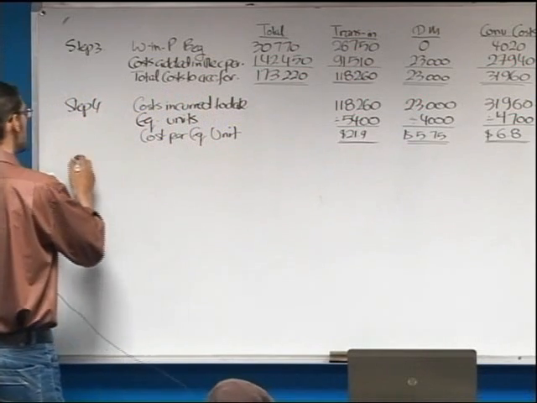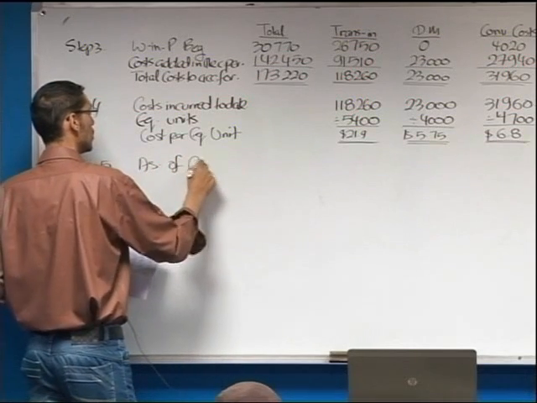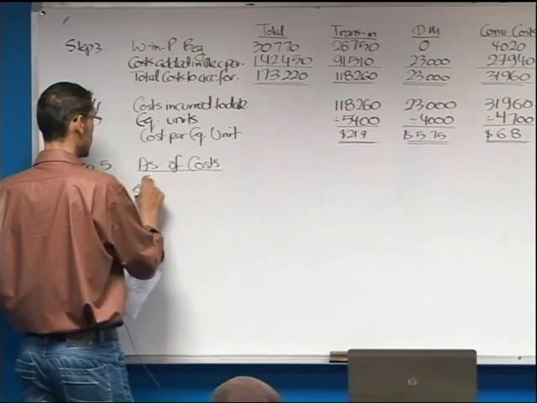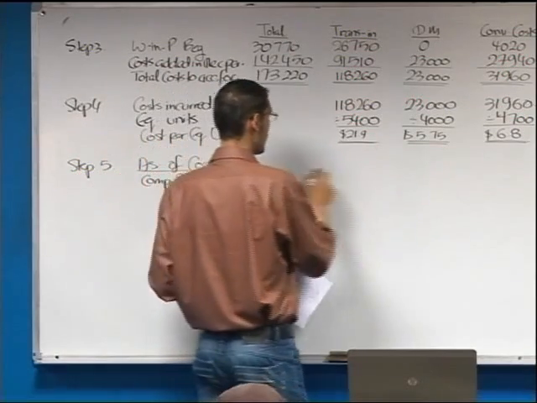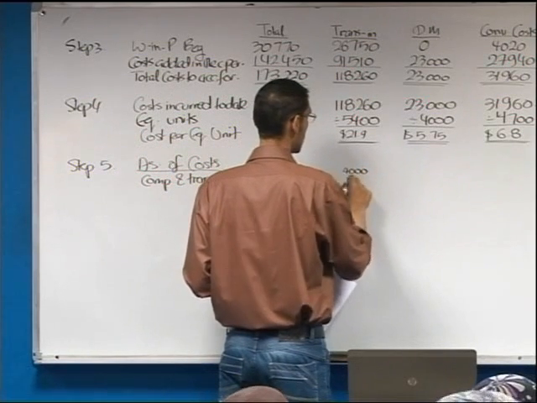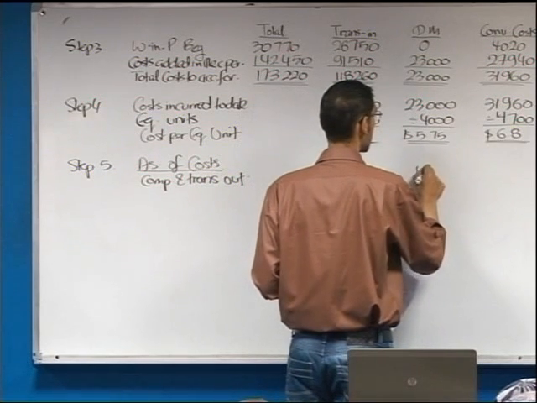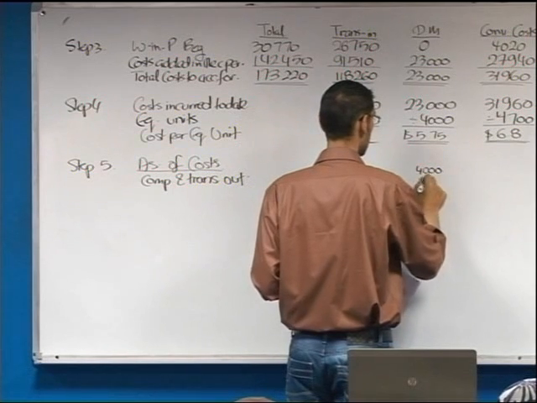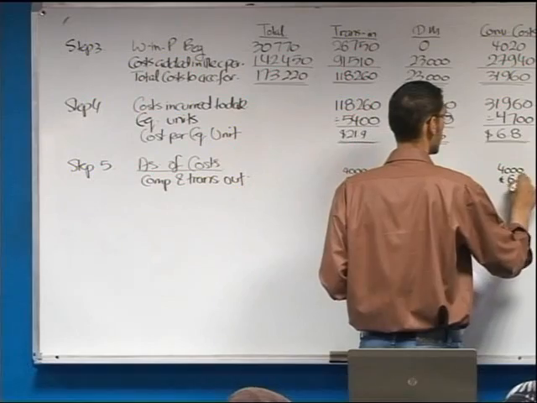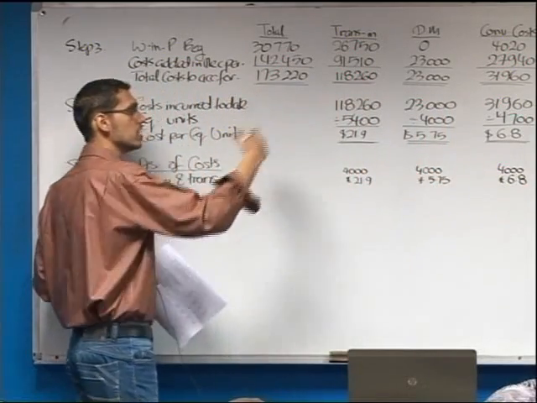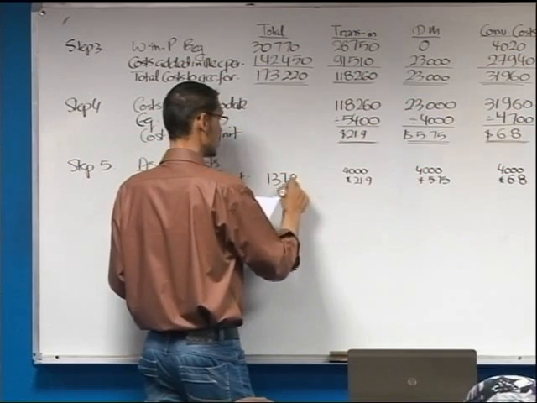Therefore, step number 5, which is the last step, which is of course the assignment of costs. We are going to start with the completed and transferred out category. We have 4,000 units multiplied by the cost per unit, 21.9. We have 4,000 units for the second category of direct materials multiplied by 5.75, and we also have 4,000 units for the last category multiplied by $6.8. Therefore, the addition of these costs per different categories of costs would total 137,800.